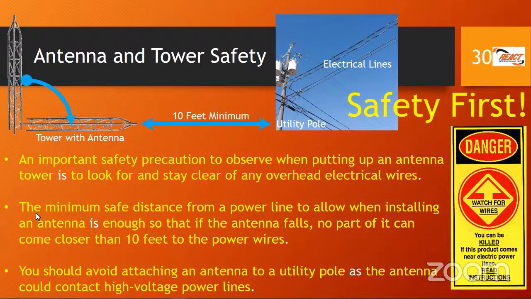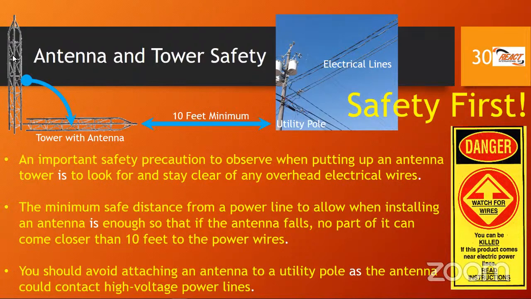There's also another safety point here. When you put up your antenna tower, you want to make sure you cater for it falling over like this, so there's a minimum distance of 10 feet between where it could fall and the electrical wires or the utility pole. Minimum of 10 feet, right? More if you can.